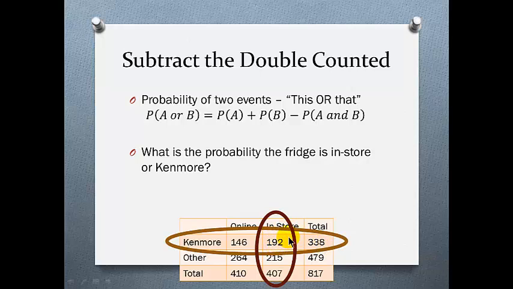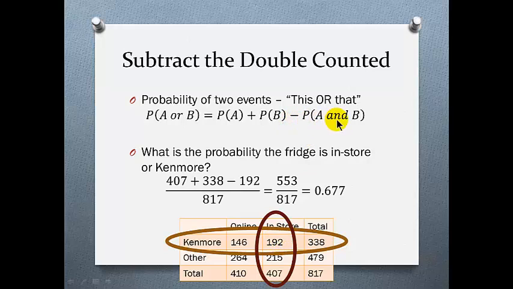The problem is these 192 have been counted twice. That overlap is what we have to subtract out. So we have 407 plus the 338 minus the 192, the overlap. Do that first on your calculator to get 553 out of the total of 817. The key word here is or, tells us to add them together and subtract the overlap. When we divide 553 by 817, we get a probability of 0.677.